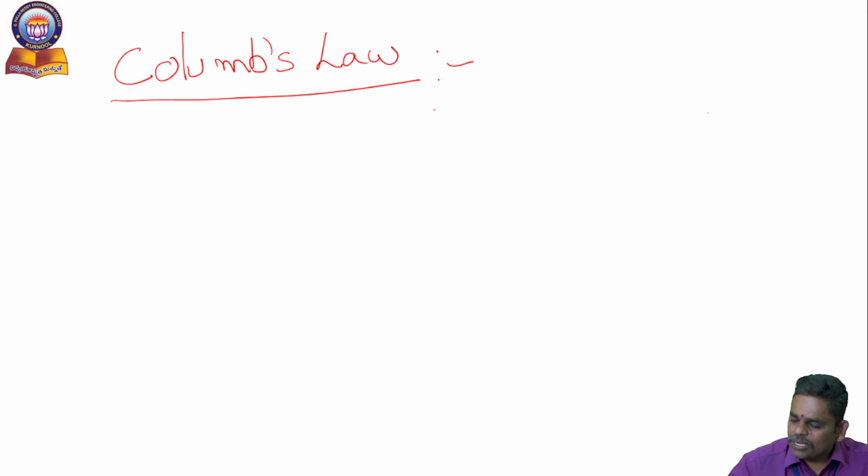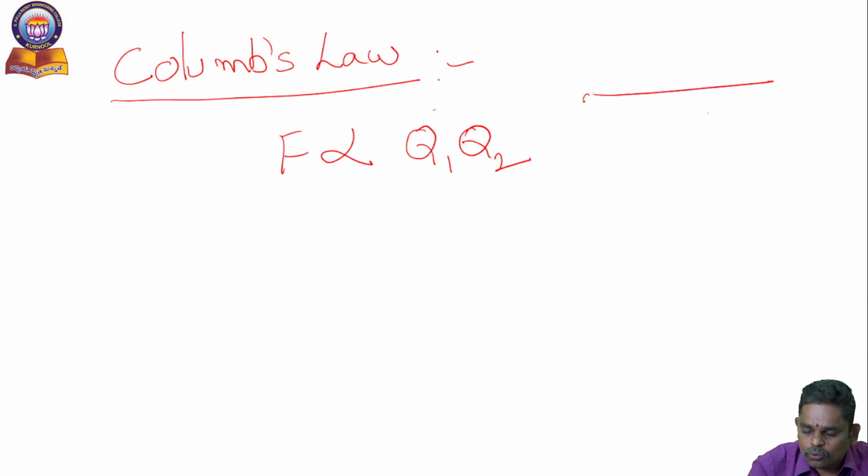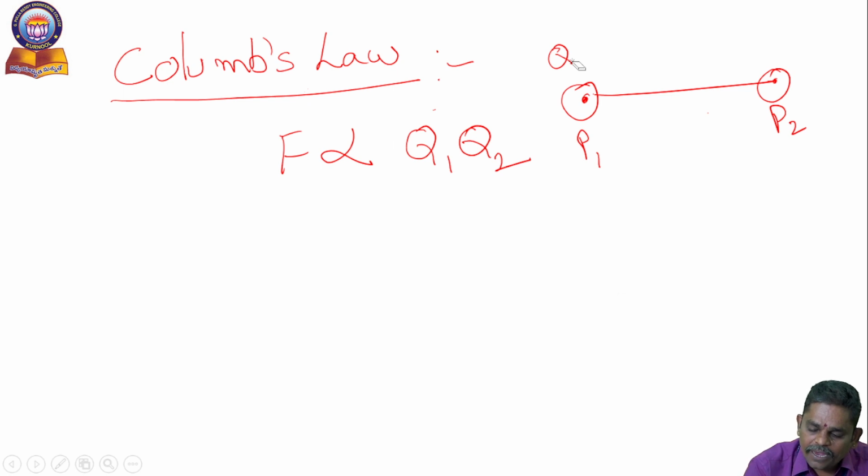Here Coulomb's law tells us that force is directly proportional to the product of the two charges q1 q2. Let us assume we have two point charges. The first point is named p1 and the second point is named p2. These are the two static points. The charges of the two points are q1 and q2. The names of the charge points are p1 and p2.